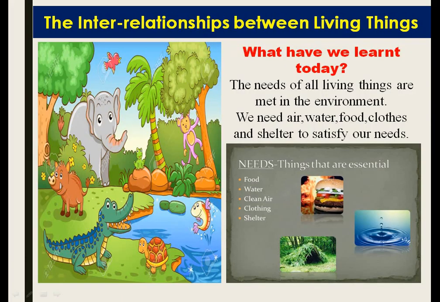So children, what have we learned today? The needs of all living things are met in the environment. We need air, water, food, clothes, and shelter to satisfy our needs. Next, we will learn about the seasonal changes in living things.